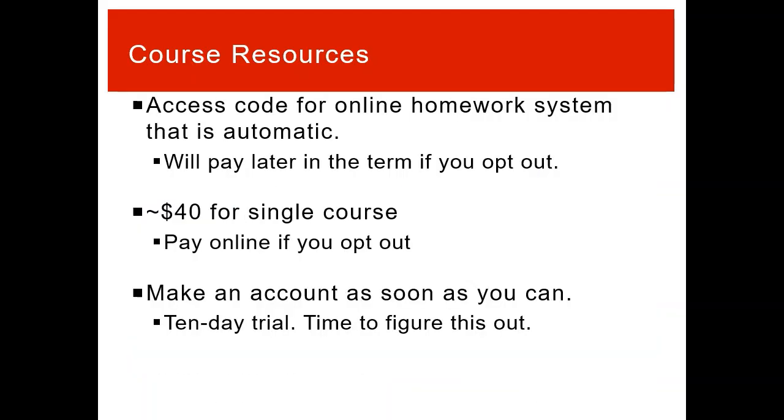We will also need a code for the online homework system. This is automatic, so you automatically get access to the homework system. If you have opted out of MyBooks, you will need to pay for the single course at a later date. It's about $40, and you'll pay that online through Active. If you opt out of MyBooks, the college will send a list to Active at a later date, and then Active will ask you for the money.